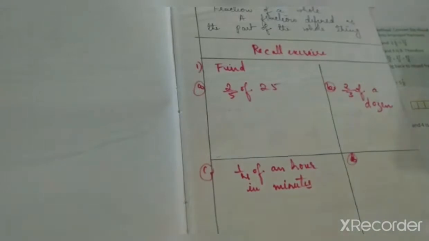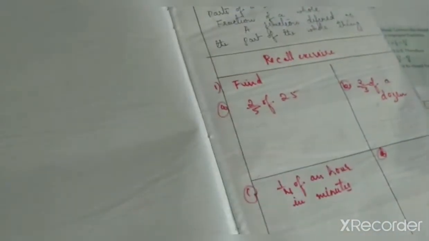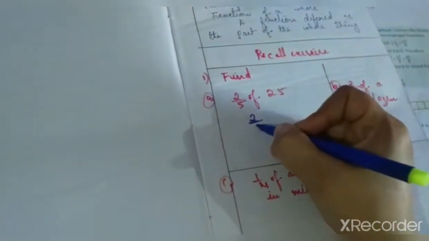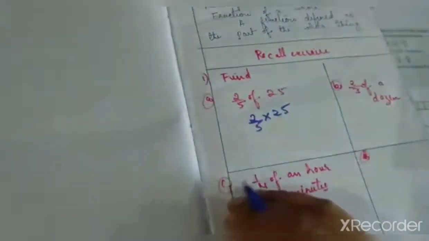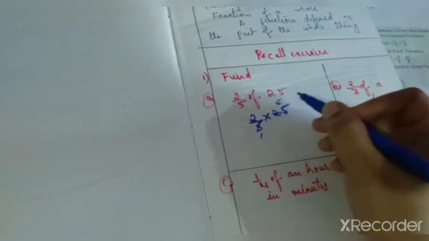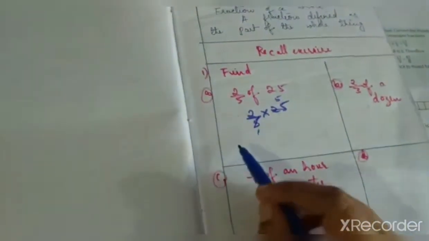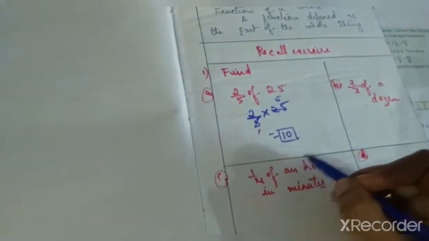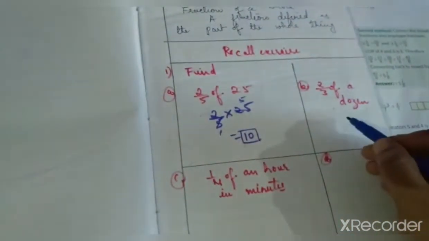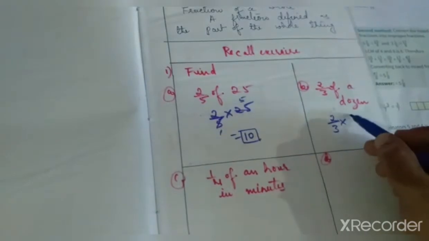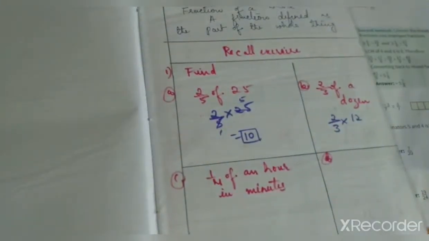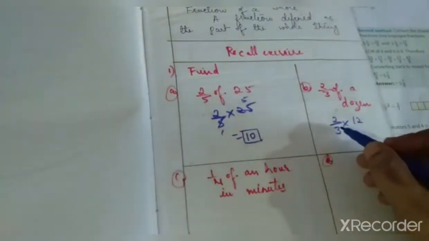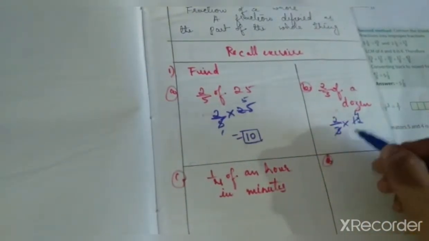Now here, 2/5 of 25 means 2 by 5 into 25. 5 ones are 5, 5 5s are 25. Of means we have to write the multiplication symbol there. So 2 5s are 10. Answer is 10. Second question, 2/3 of a dozen means 2/3. 1 dozen equals 12 things. So of means we have to write the multiplication symbol. Dozen means 12. 3 ones are 3, 3 4s are 12. 2 4s are 8.